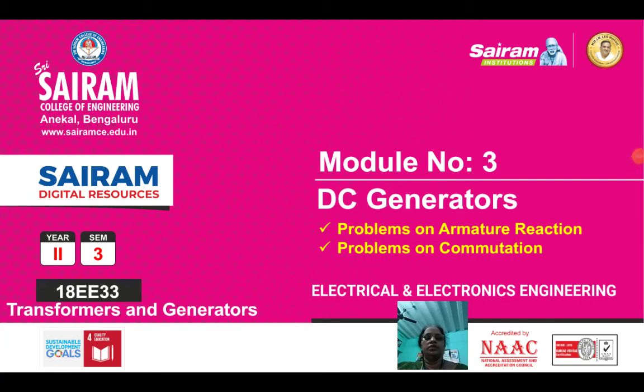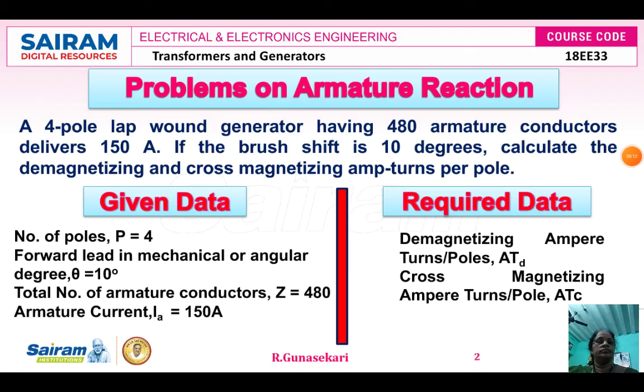Dear student, now I give a lecture on problems on armature reaction and commutation of DC generators. Problems on armature reaction. Now I read the problem. A 4-pole lap-wound generator having 480 armature conductors delivers 150 amps. If the brush shift is 10 degrees, calculate the demagnetizing and cross magnetizing ampere turns per pole.